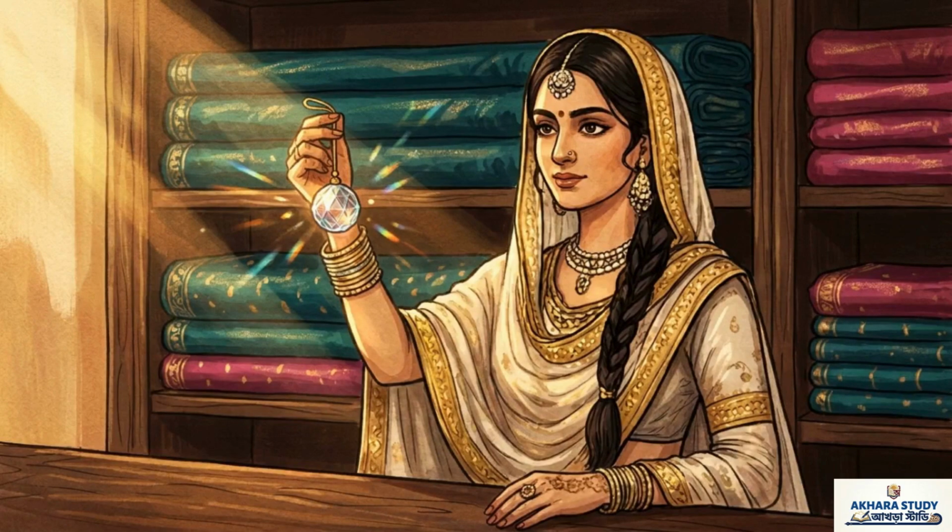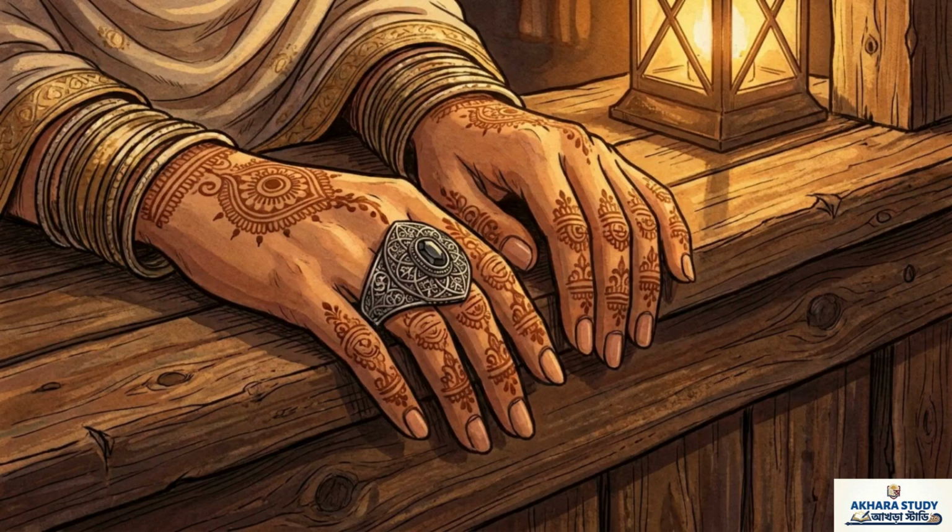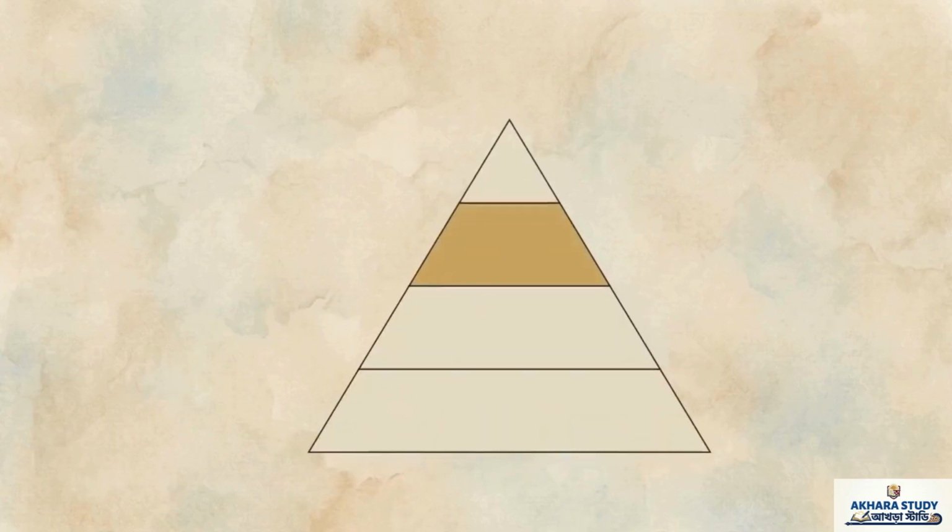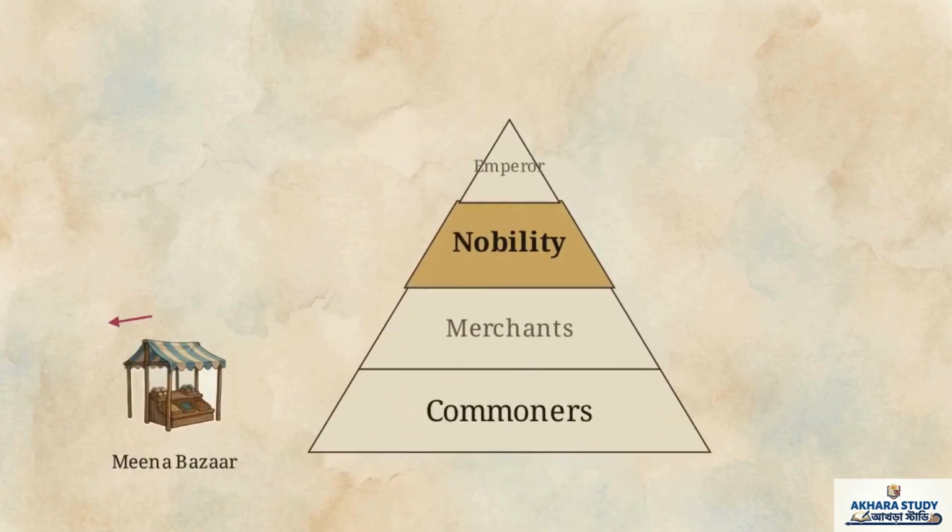This was Arjumand Banu Begum. She was working at a stall selling rolls of silk and strings of glass beads to passing crowds. Although she was selling goods in the bazaar that day, she was from a family of Persian nobility, a background that made her a prominent figure in the social structure of the time.